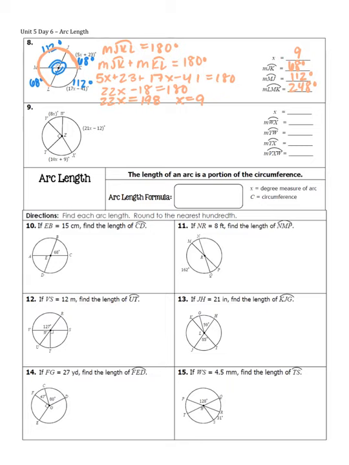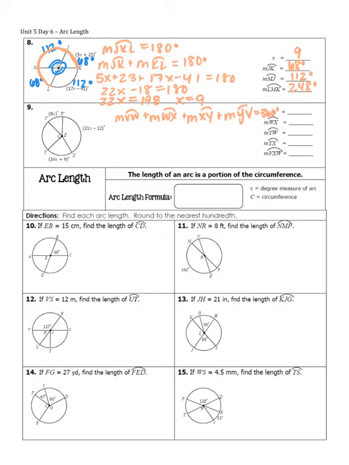Looking at my next problem, I don't see any diameters in here, so I'm not going to be able to look at just half of the circle. I have to look at the circle as a whole. It looks like our circle is broken up into arc VW, arc WX, arc XY, and arc YV. That's the whole circle, so it's equal to 360.